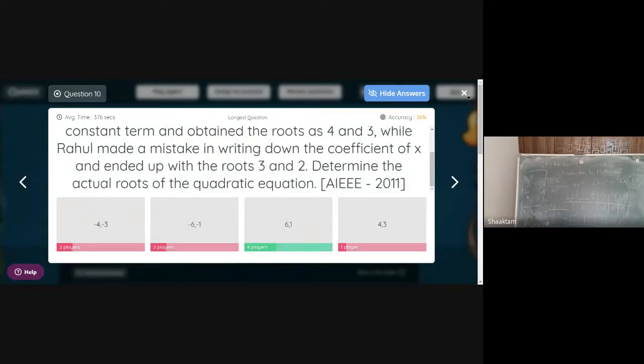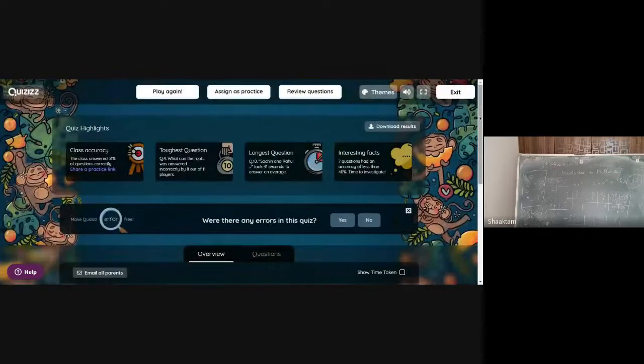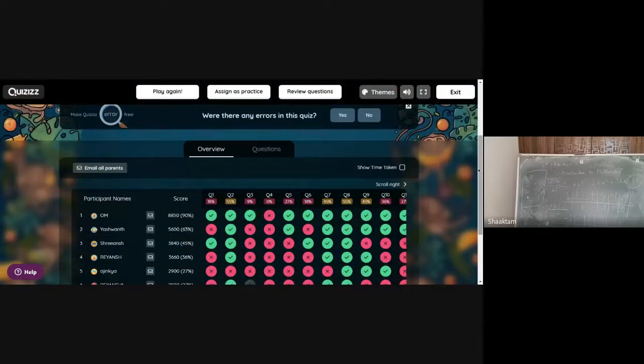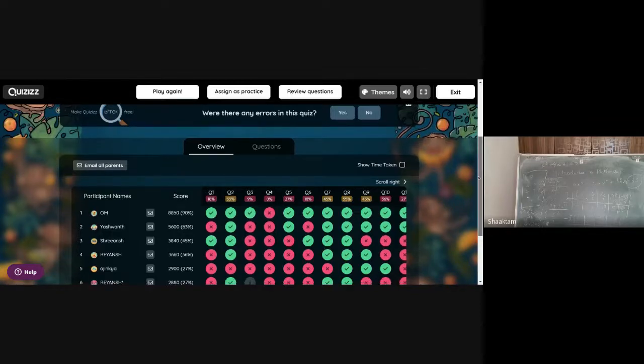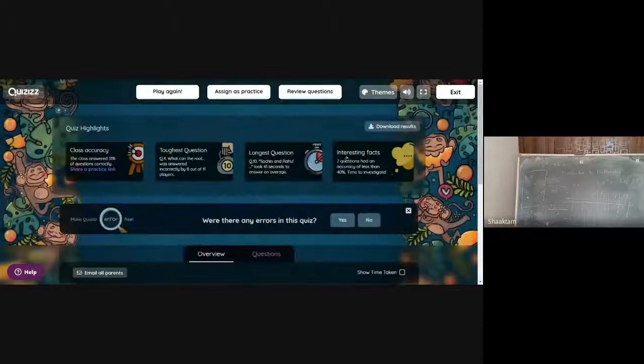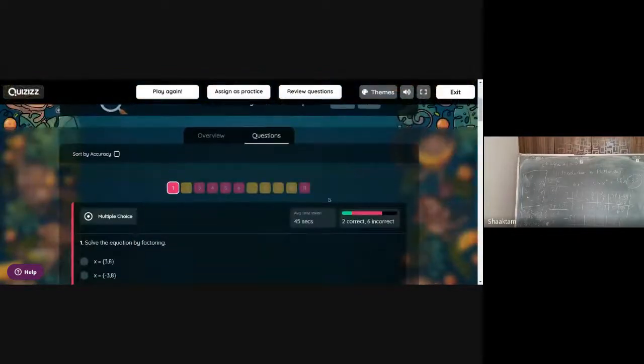This was, by the way, a question which had come in JEE Mains. JEE Mains and JEE Advanced were not there until 2012. Before that, AIEEE was different and JEE was different. But then both of them were merged in 2012. So you can in a way say that this question had come in JEE Main 2011. And then a few more.